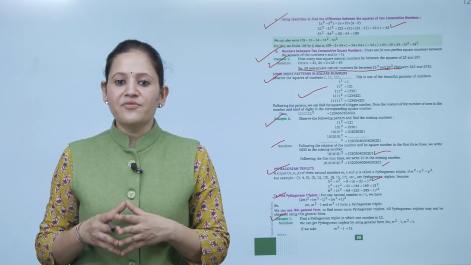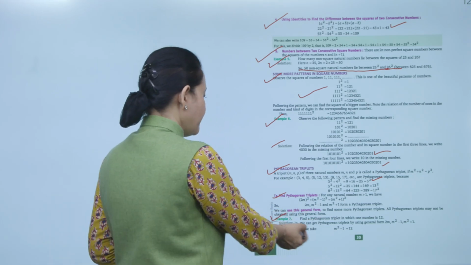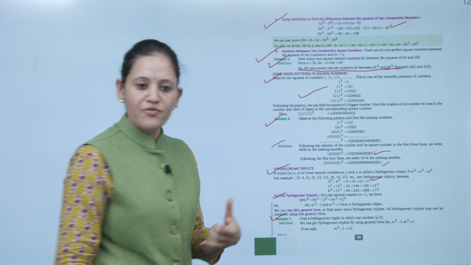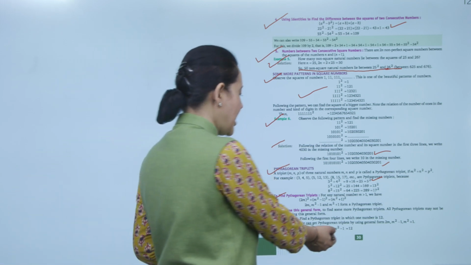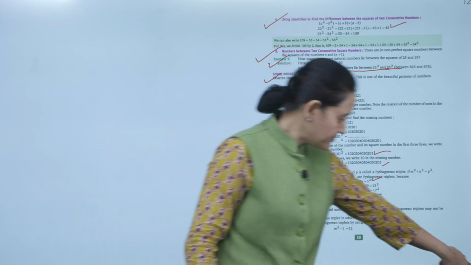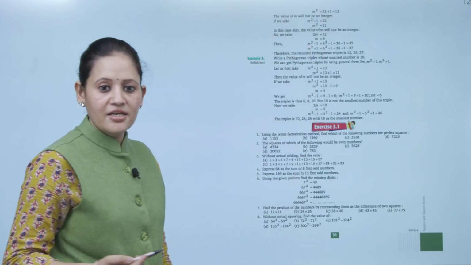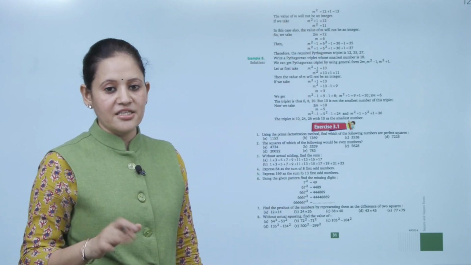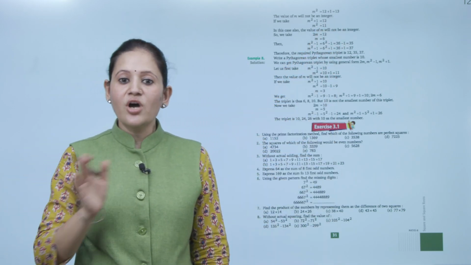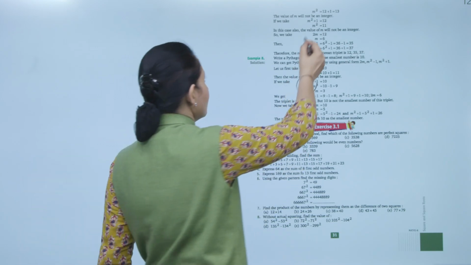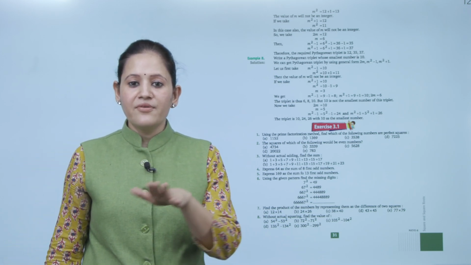Find the Pythagorean triplet in which one number is 12. So we know one number is 12, which means we can get the Pythagorean triplet by using the general formula 2m, m square minus 1 and m square plus 1. Here if we take m square minus 1 as 12, then m square equals 12 plus 1, that is 13. The value of m will not be an integer because the square root of 13 will be a decimal. So take m square plus 1 as 12. Then m square equals 11. In this case also, the value of m will not be an integer.